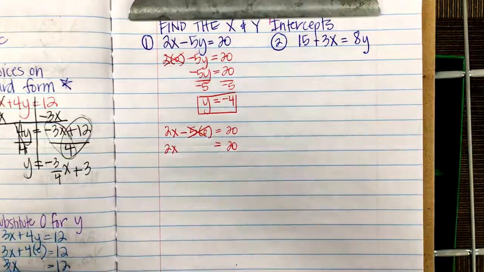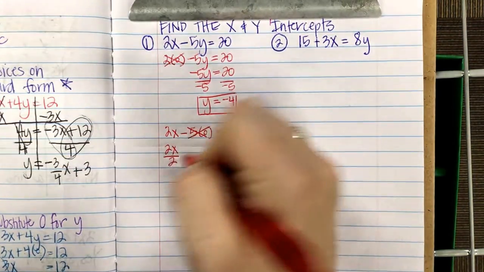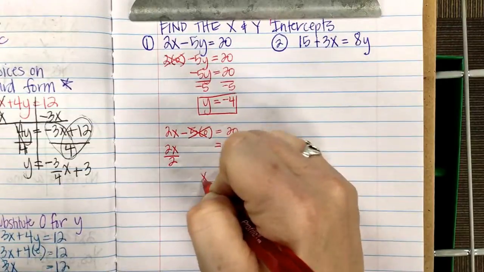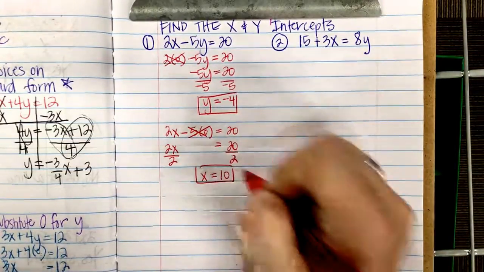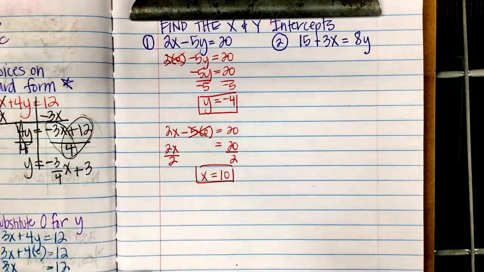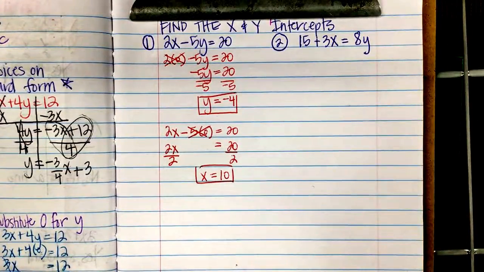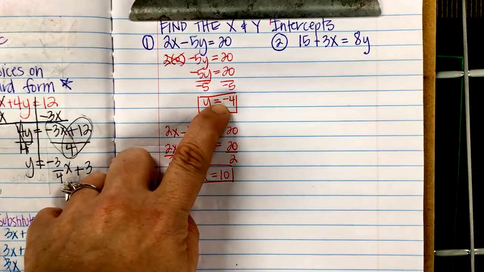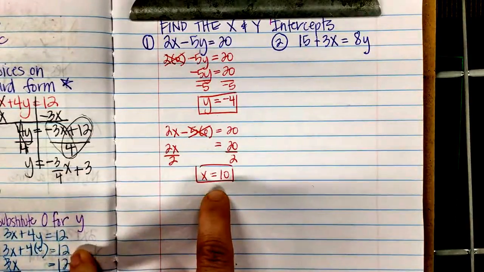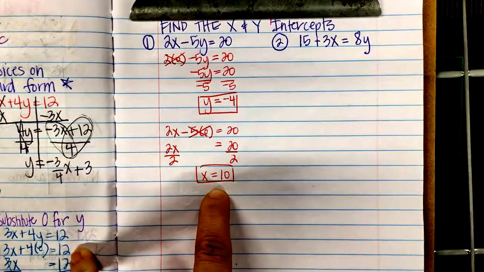We're back online. Divide by 2. So x equals 10. So could you graph this? How would you graph it? You'd go down 4 and put a dot, and to the right 10 and put a dot, and then connect them. And there's your graph.